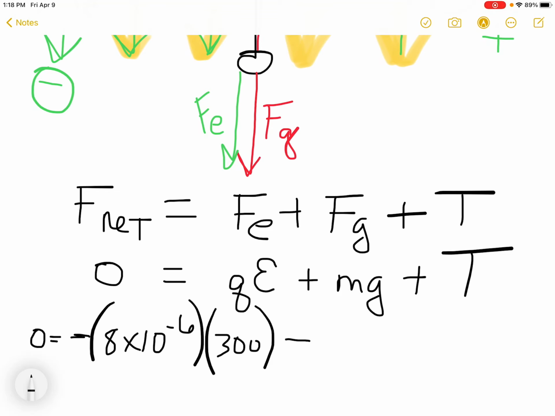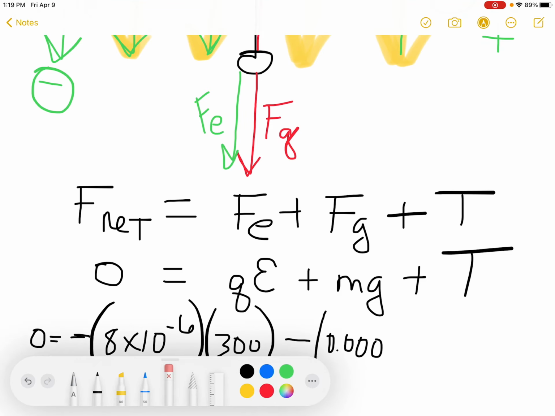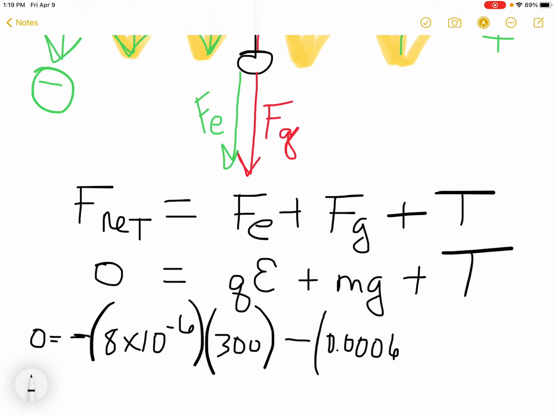Be careful, 0.6 grams is actually very small. It's 0.0006, I think it is, right? Because 6 grams, nope, one too many zeros, sorry. 3 zeros and a 6, I think, should do it. Yeah. Okay. 0.6 grams. Okay. Times 9.8.